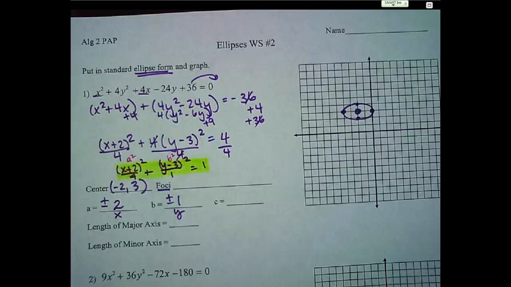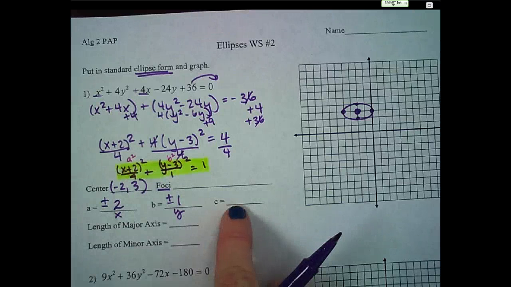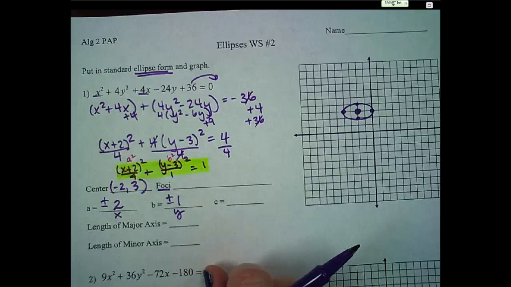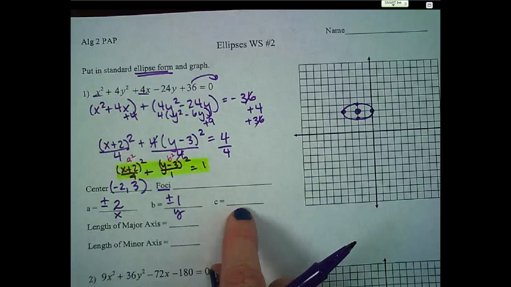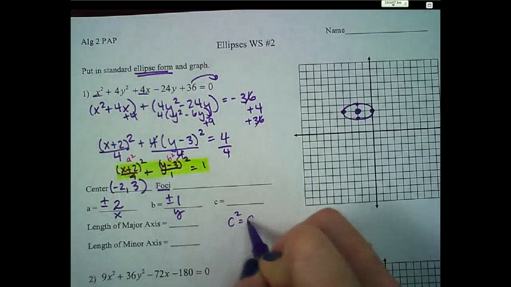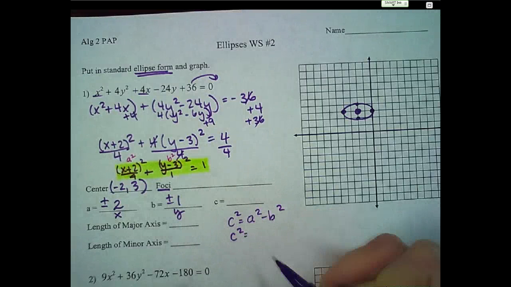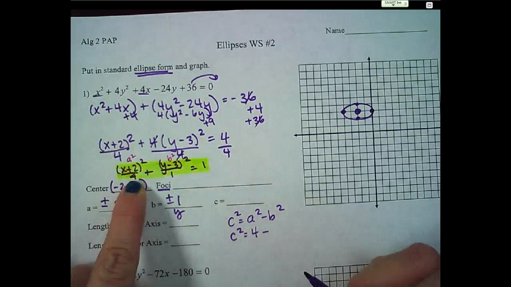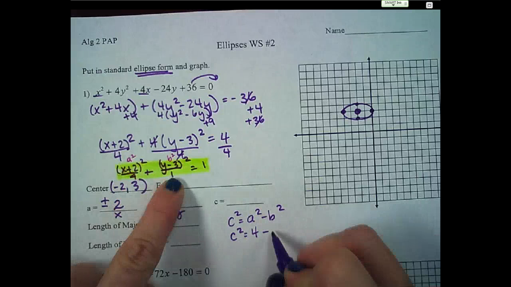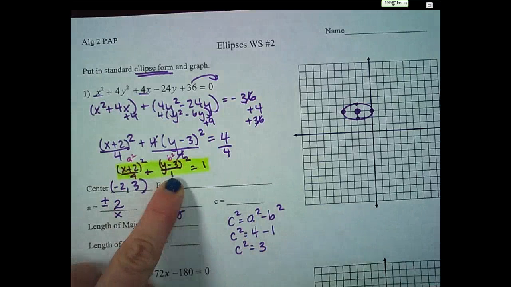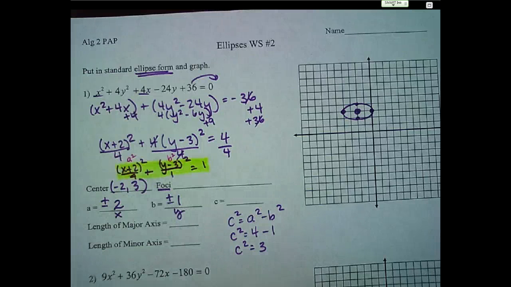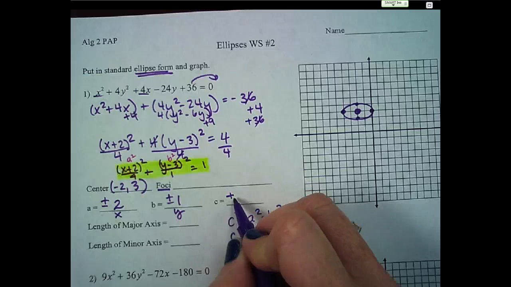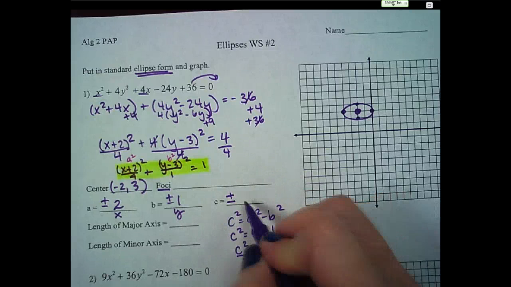Now, as we talked about, the next thing to find is c. And I need to know c so that I know how far to slide the center points to make the foci, right? C tells me how far I am from the center to the foci. It doesn't give me any information, so we do it mathematically. c squared equals a squared minus b squared, right? So c squared equals, you look here, a squared is 4, b squared is 1, so c squared is 4 minus 1, which is 3. c squared is 3, so c is, I'm going to go left and right, root 3.